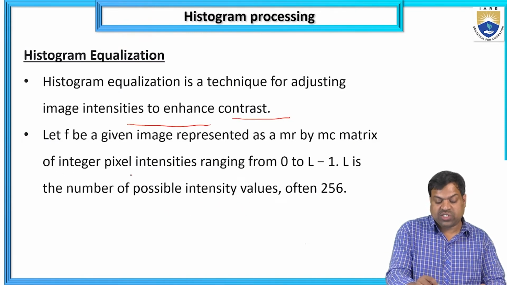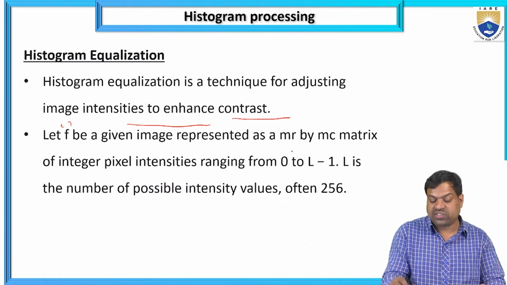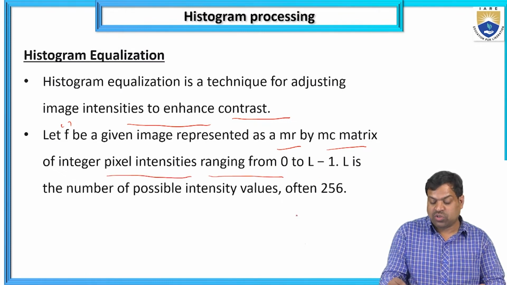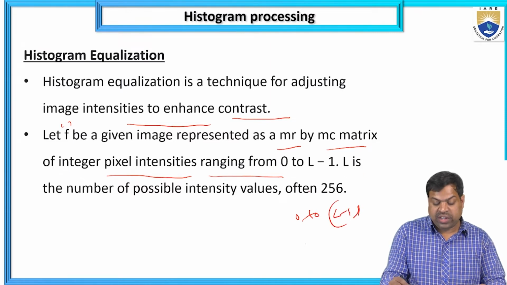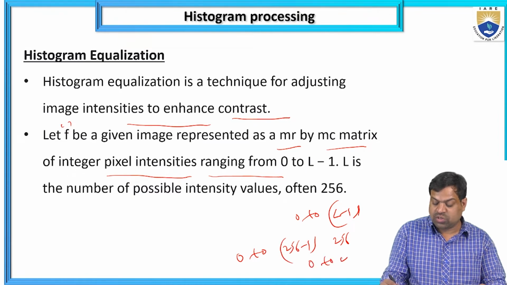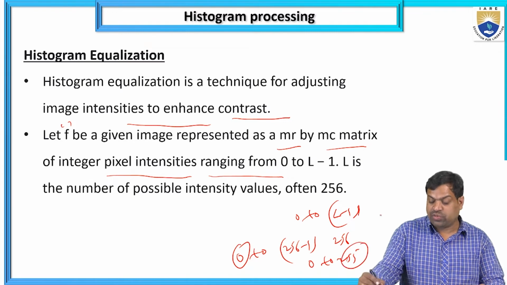So I'm taking one equation. Let F be a given image represented as an MR by MC matrix of integer pixel intensities ranging from 0 to L minus 1. So L is the number of possible intensity values. Here I'm taking 256, so 0 to 256 minus 1. I'm taking it as 0 to 255. Why? Because I'm starting from 0 and the ending is 255.